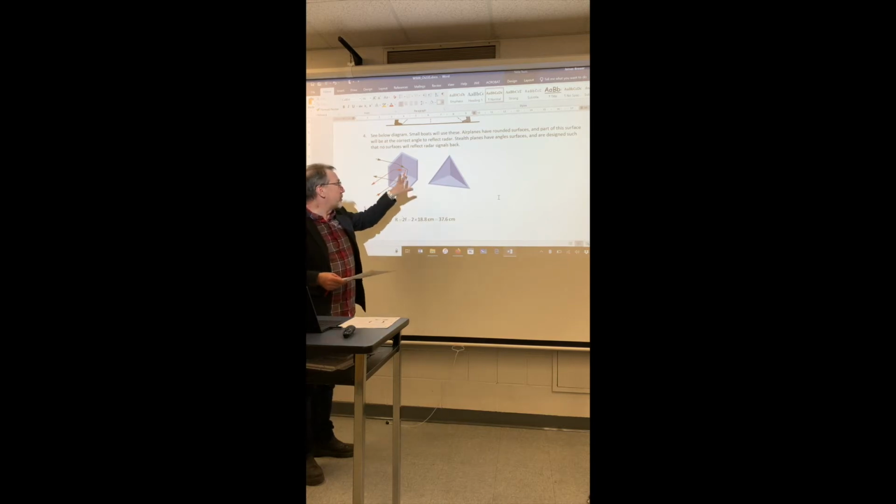So if you've got one of these on a ship, you shine a radar on the ship and the radar would bounce right back at the detector. Stealth airplanes, I think I mentioned here, with a stealth airplane, you want it to be invisible to radar. And so instead of having curved surfaces, they have angled surfaces. So the radar comes in and it gets bounced up.